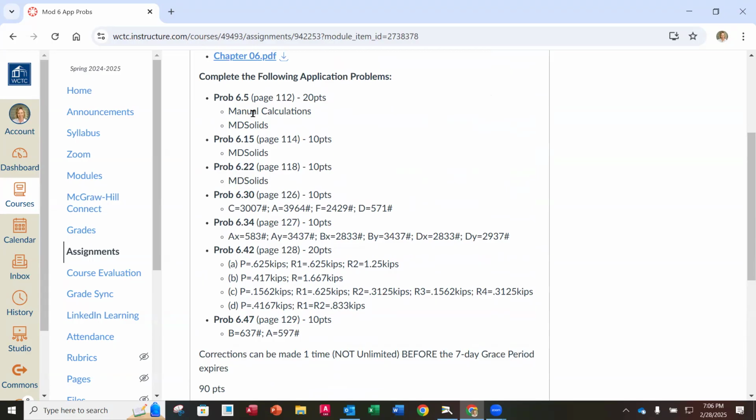So again, manual calculations and MD Solids for the first one, MD Solids screenshots only for these next 2. So no manual work here, but then our normal manual work for the rest.